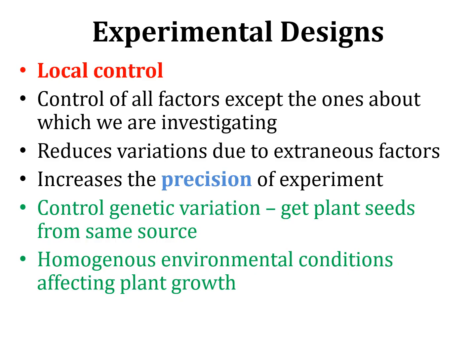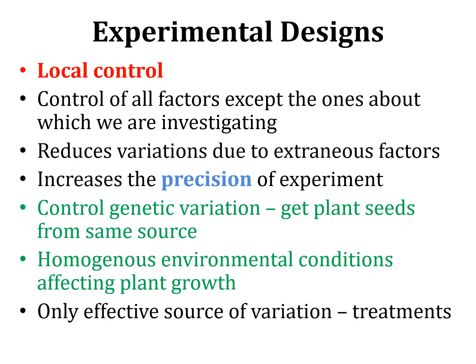So the purpose of local control is to reduce the experimental error to the maximum extent. And this is done to make sure that the only effective source of variation is the treatments. There are going to be sources of variation due to extraneous factors, but those are minimized so that they are not that effective, so that we are left with only one effective source of variation, which is our treatments. This is the basic purpose of local control.